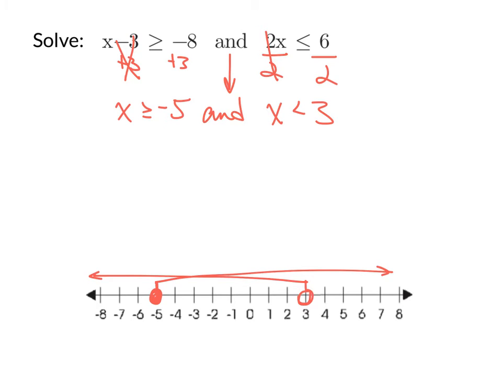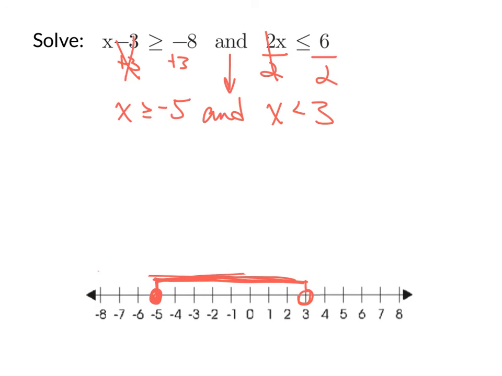Now, the solutions to this compound inequality are all the numbers that meet both of those conditions. Not one or the other. It's the first one and the second one at the same time. So, of course, that's going to be just these ones that are in between, which means we can go back and erase this part of our arrows because that's not going to be needed at all.